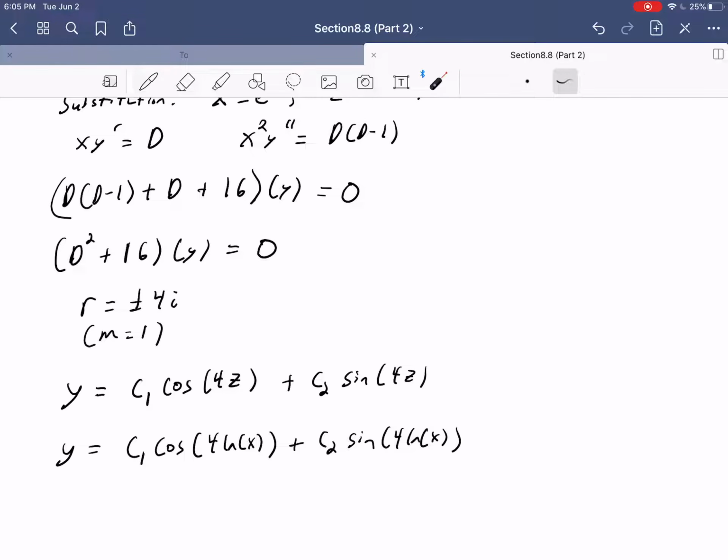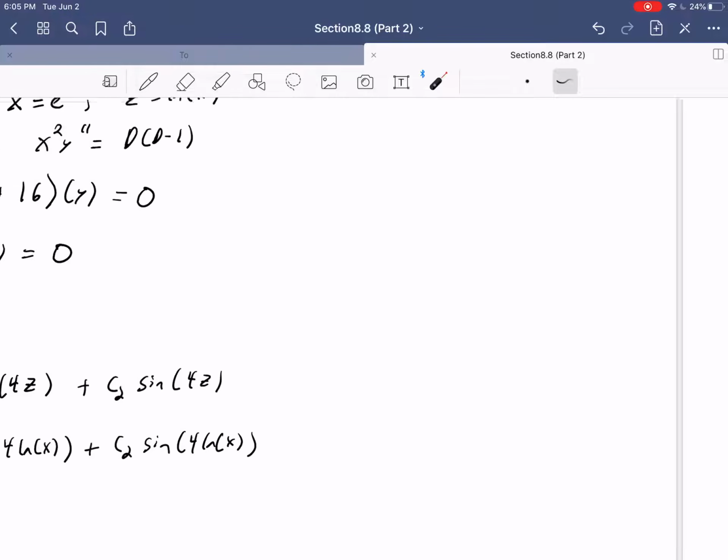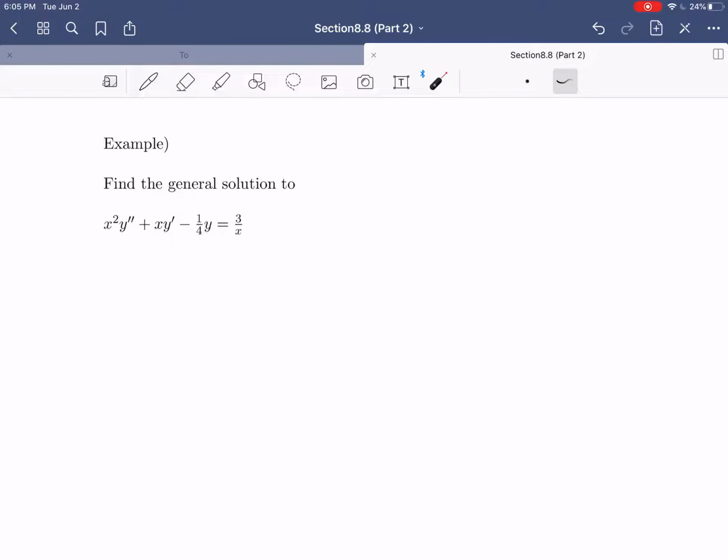All right, for our last example here, I'd like to show you guys how to sort of mix this new approach to solving Cauchy-Euler differential equations with something that we saw with variation of parameters. In other words, we're going to look at a non-homogeneous Cauchy-Euler differential equation. So let's take a look at one quick example of that. So there we go. This guy is going to be a Cauchy-Euler, x squared y double prime plus xy prime minus 1/4 y, but it's non-homogeneous with that equals 3x.